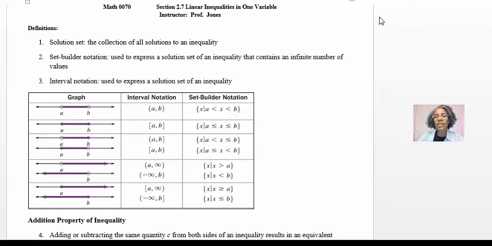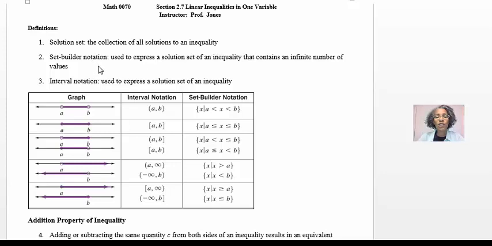Let's take a look at section 2.7, where we're looking at linear inequalities in one variable. A solution set of an inequality is the collection of all solutions to the inequality.